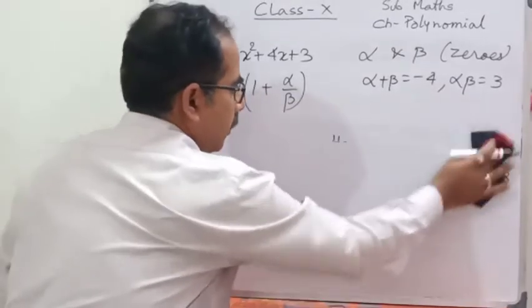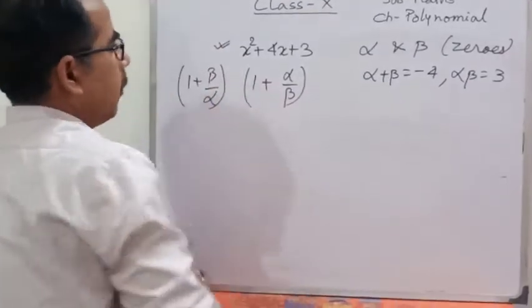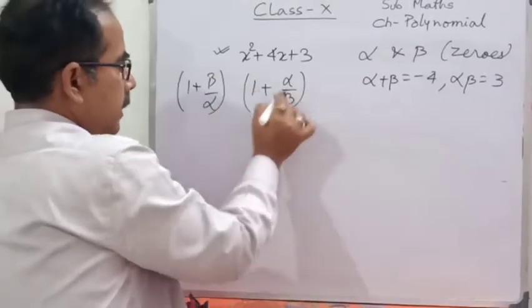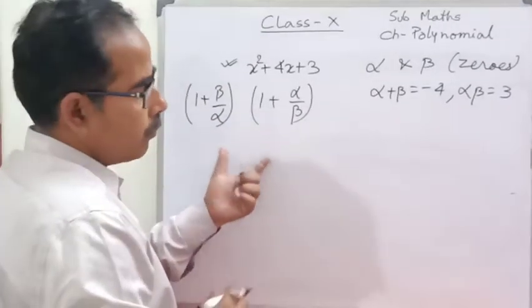No more use this one. So that's why I am rubbing. Now this is the given zeros which we have to frame.